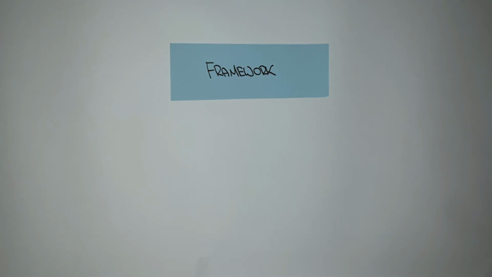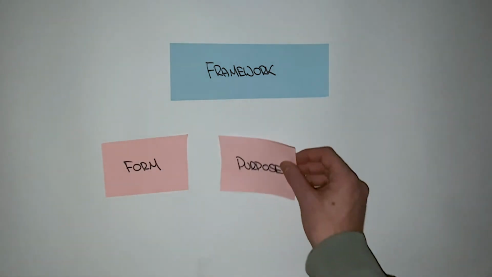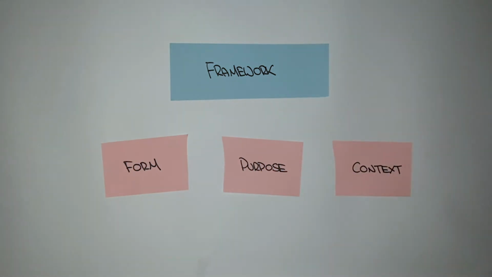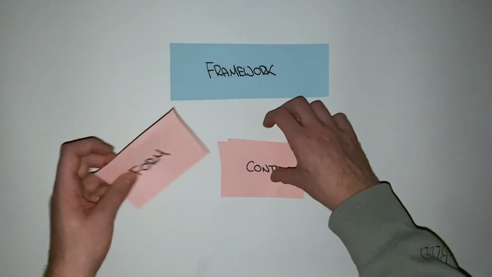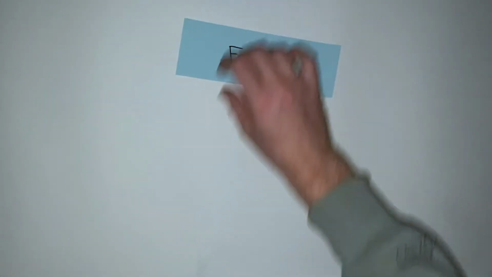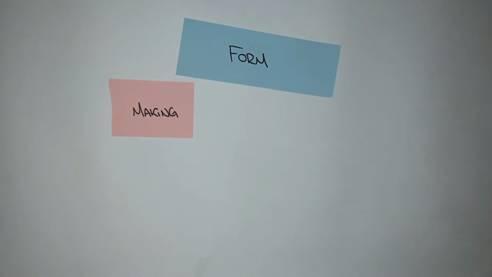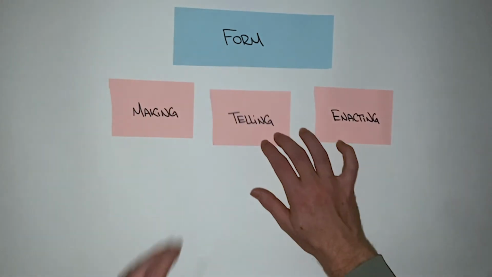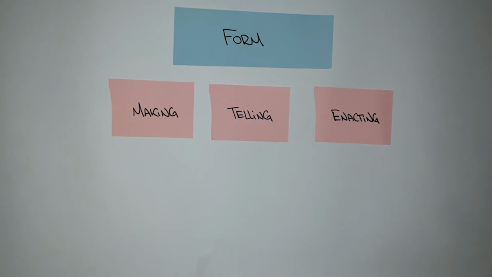So the text presents a framework, so to speak, to outline a more structured and thought out approach towards participatory design. And within the framework, they focus on three main subcategories. These being form, purpose, and context. And then each of these categories themselves have their own set of subcategories, which are broken down. So moving into form, they break this down into making, telling, and enacting. So these are the different actions and activities that the people involved within the process can undertake.